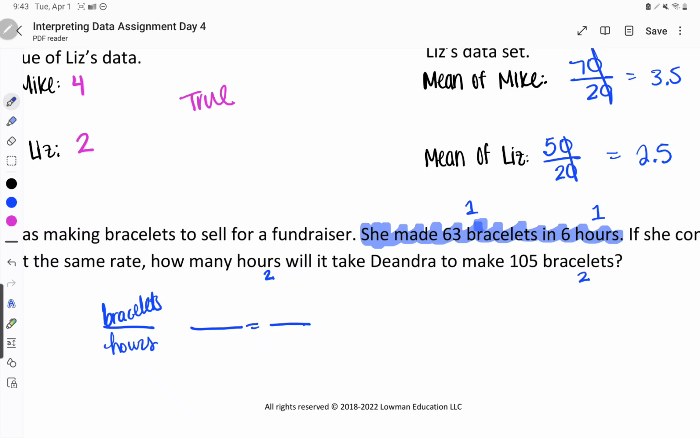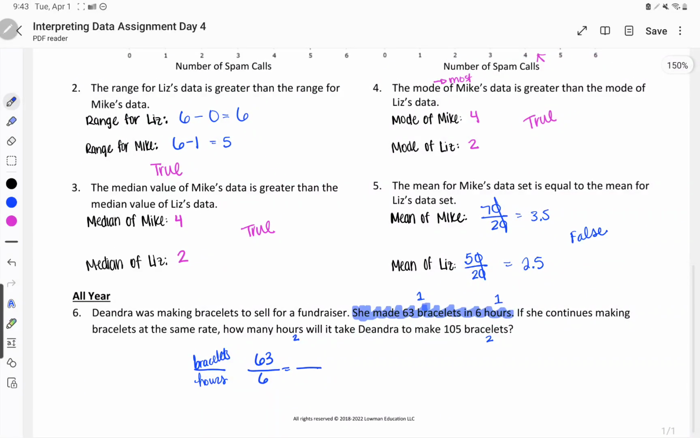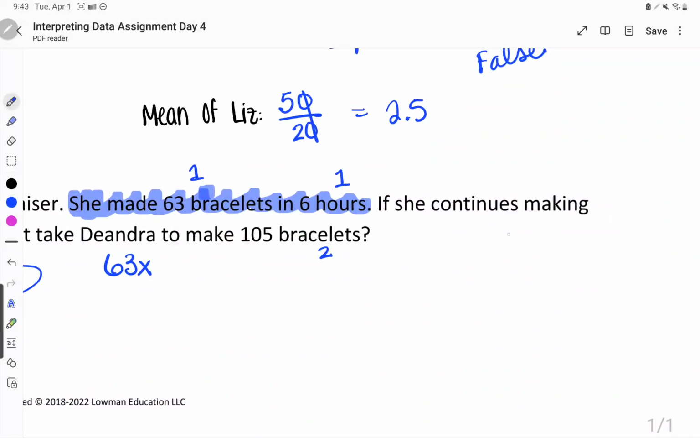So in the first sentence, how many bracelets do you see? I see 63. In the first sentence, how many hours do you see? 6. In the second sentence, how many bracelets do you see? 105. And in the second sentence, how many hours do you see? X. How do you solve a proportion? We cross multiply, so I have 63 times x, which gives me 63x. And then I have 6 times 105.